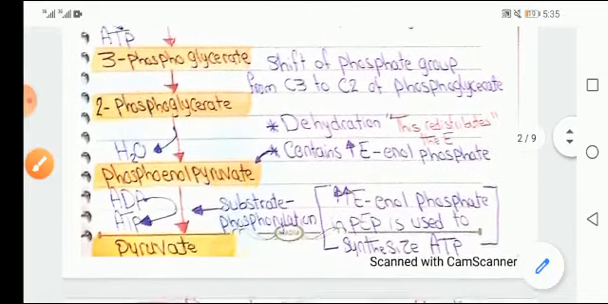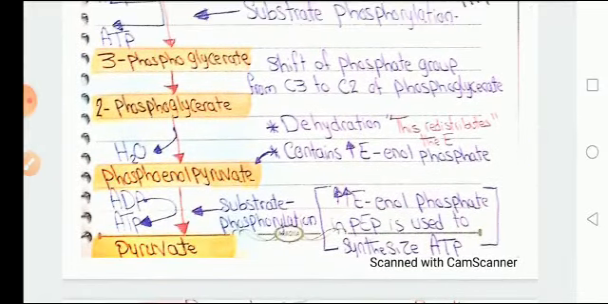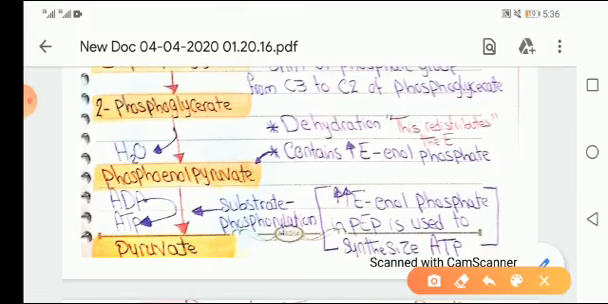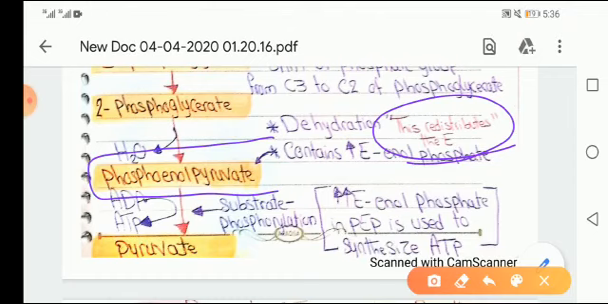Now, 3-phosphoglycerate will be converted to 2-phosphoglycerate. How? As the phosphate group will be shifted from carbon number 3 to carbon number 2 of the phosphoglycerate. 2-phosphoglycerate will be dehydrated, which means it loses water. The dehydration leads to something known as redistribution of energy, causing my new product, which is phosphoenolpyruvate, to contain high energy enol pyruvate phosphate.